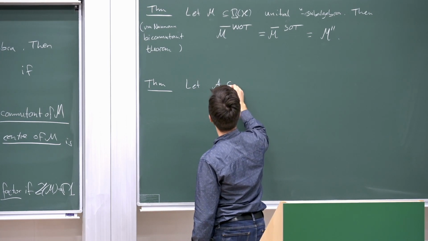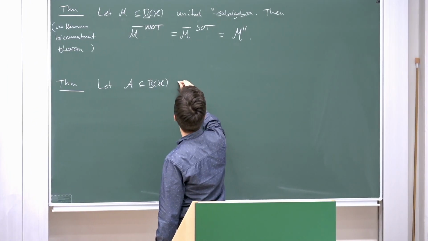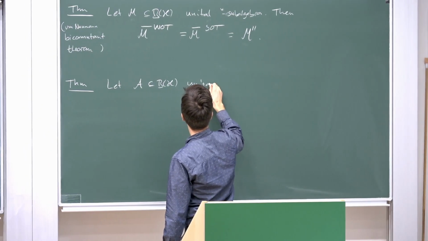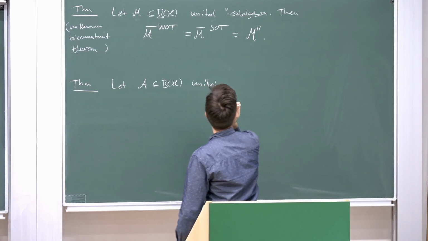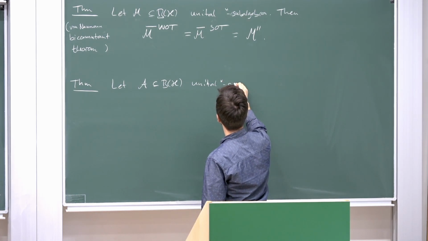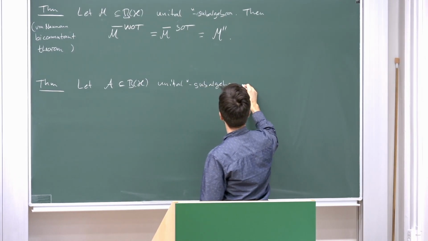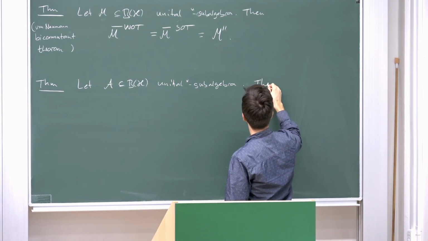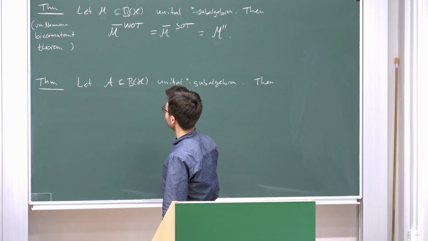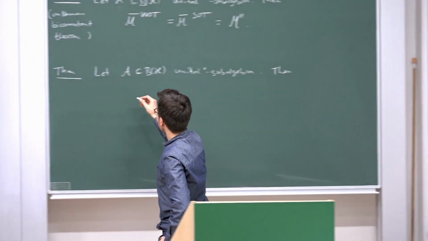Let's call it A. Let A be a unital star subalgebra. Then what can we do?